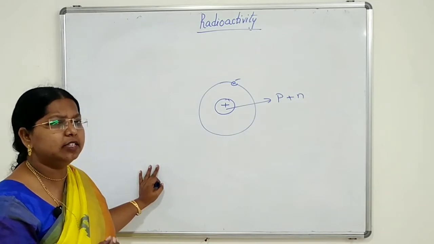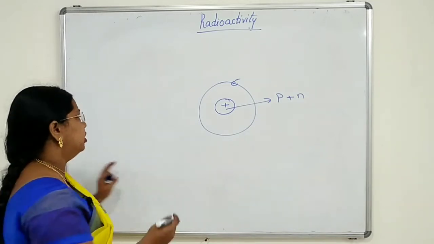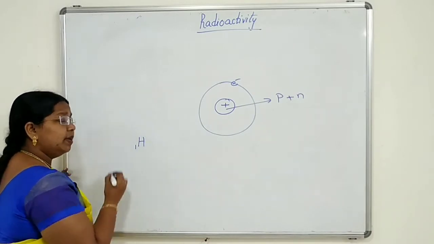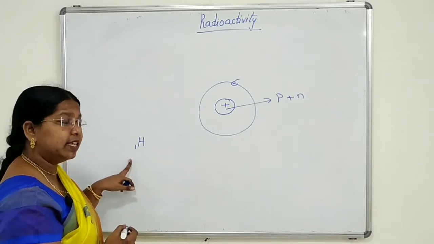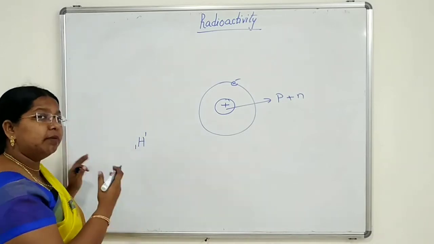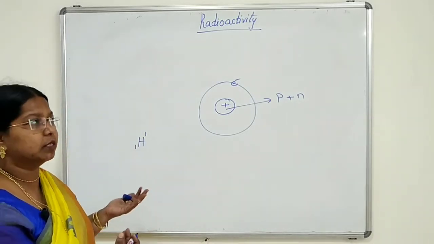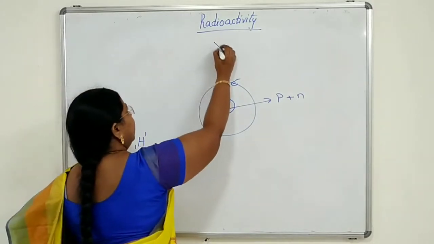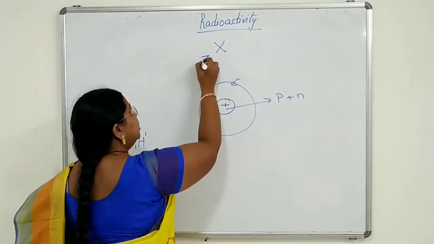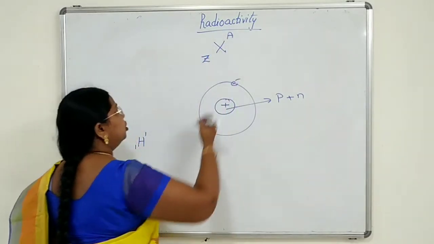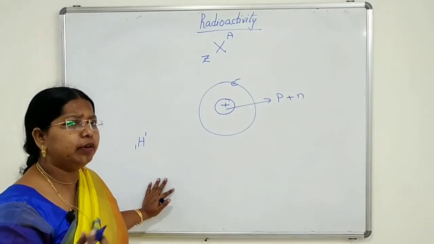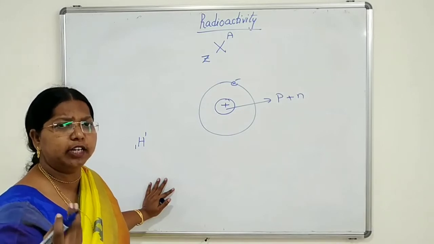Every element is represented with a symbol. Suppose hydrogen is denoted by the symbol H, its atomic number is denoted by Z, and its mass number is denoted at the superscript. Atomic number at the subscript and mass number at the superscript. In general, we will denote the element with X, its atomic number by Z, and its mass number by A.